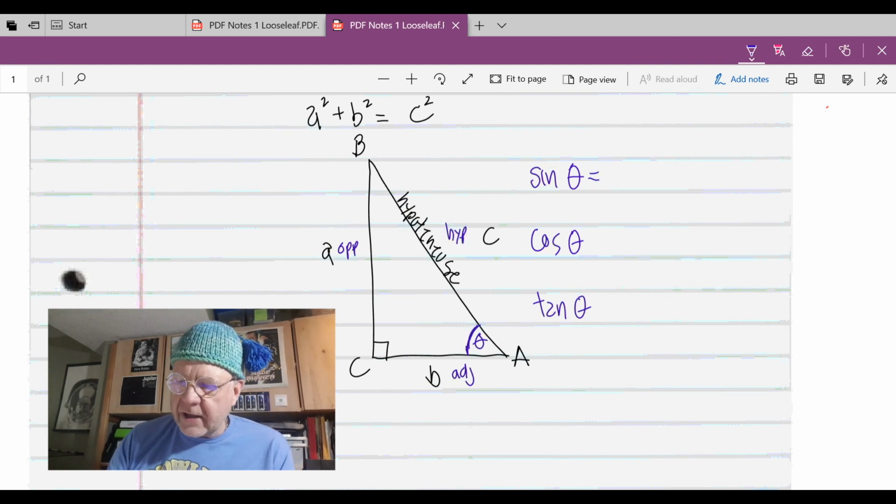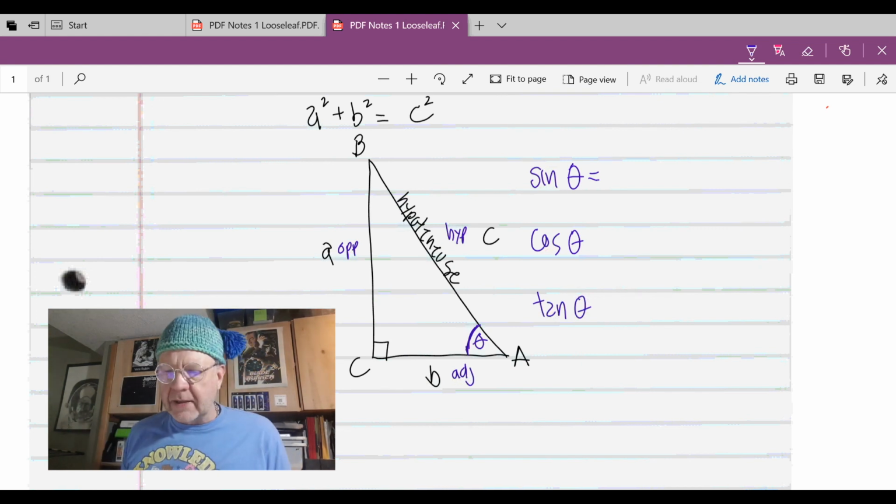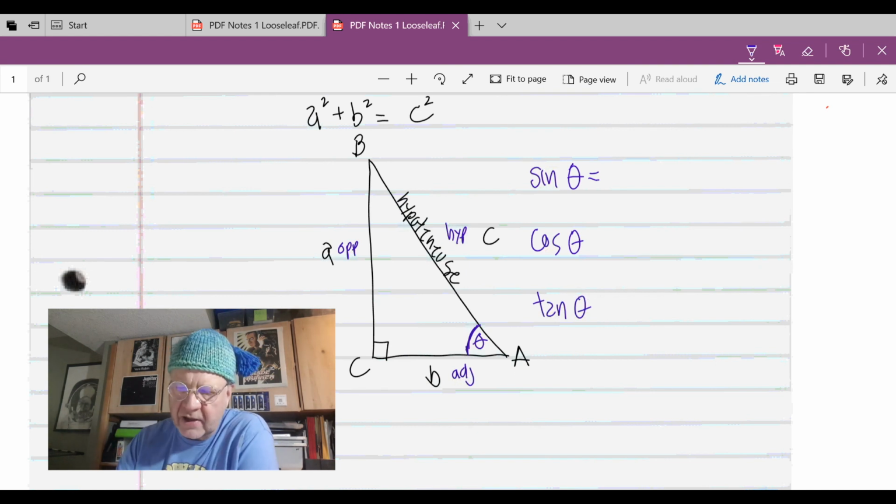But in relation to angle A now, or theta, there is an opposite side, there is an adjacent side, and then there's a hypotenuse. The only confusion that students sometimes had is, well, both the hypotenuse and this side CA are adjacent. They're next to angle theta. So can you tell which one's adjacent? Well, the hypotenuse already has a name, so it's got to be the unnamed side.